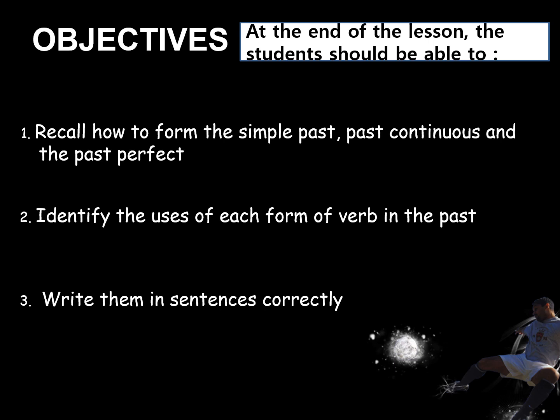Here are the objectives. At the end of the lesson, the students should be able to: 1. Recall how to form the simple past, past continuous, and past perfect. 2. Identify the uses of each form of verb in the past. And 3rd, write them in sentences correctly.